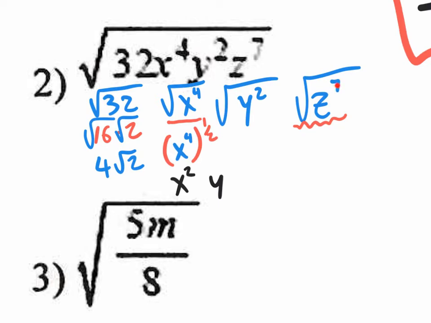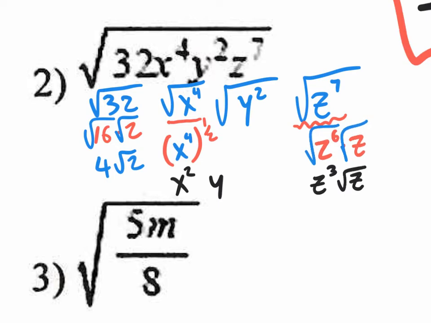So in other words, you want this 7 to be divisible by 2. So you're going to rewrite z to the 7th as z to the 6th times z. That's the same thing as z to the 7th. Are you with me? So when you split the root, the square root of z to the 6th is just z to the 3rd, because 6 divided by 2 is 3. And the square root of z, you're just going to leave it the square root of z.